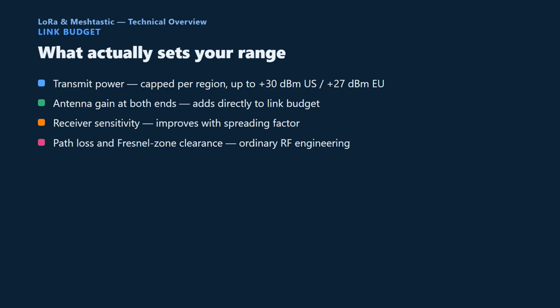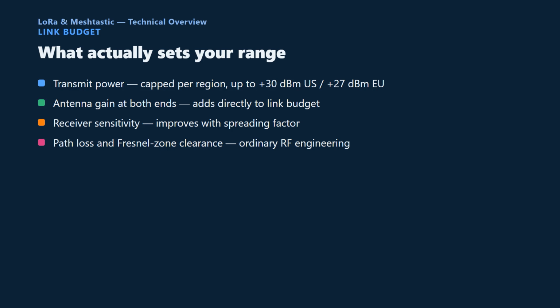So, what actually determines your real-world range? 4 things. Transmit power, capped by region as we just covered. Antenna gain at both ends, which adds directly to your link budget in the favored direction. Meshtastic's published numbers assume a 0 dBi reference antenna, so a real gain antenna does better than the table implies. Receiver sensitivity, which improves with spreading factor as we covered a minute ago.